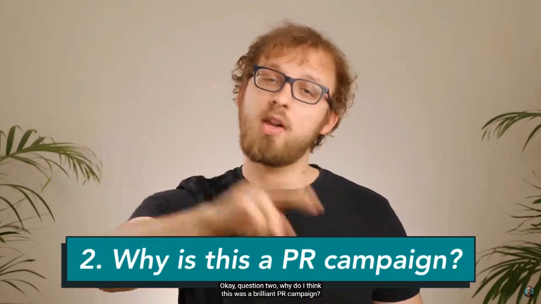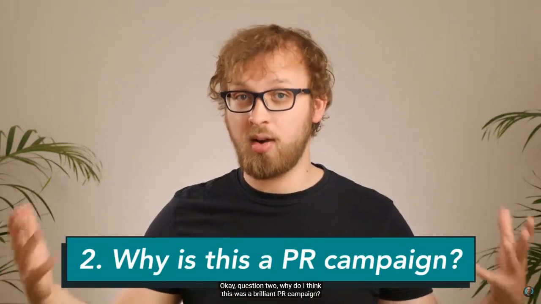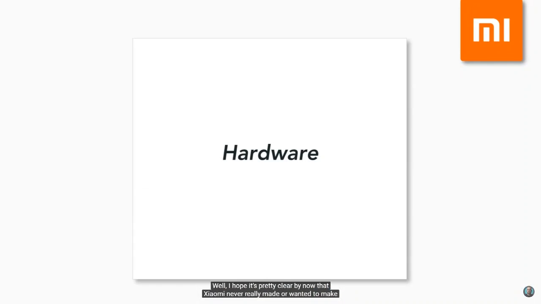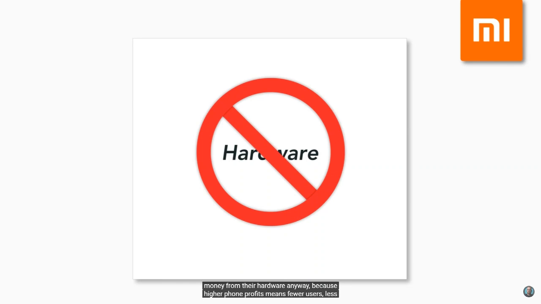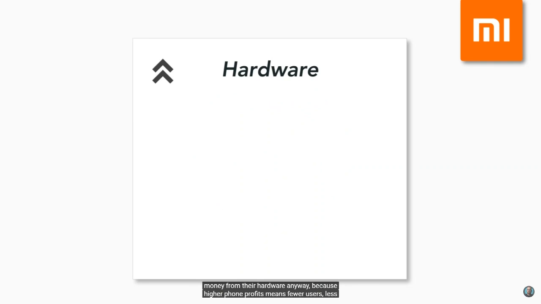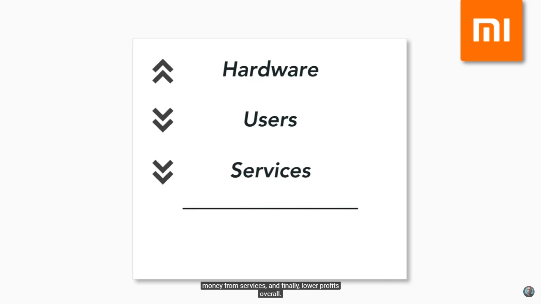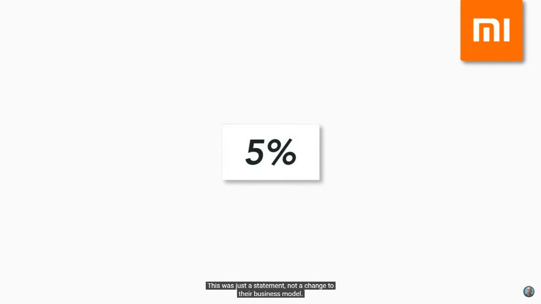Okay, question 2, why do I think this was a brilliant PR campaign? Well, I hope it's pretty clear by now that Xiaomi never really made or wanted to make money from their hardware anyway, because higher phone profits means fewer users, less money from services, and finally, lower profits overall. So the 5% limit is artificial and wouldn't have been meaningfully passed anyway. This was just a statement, not a change in their business model.